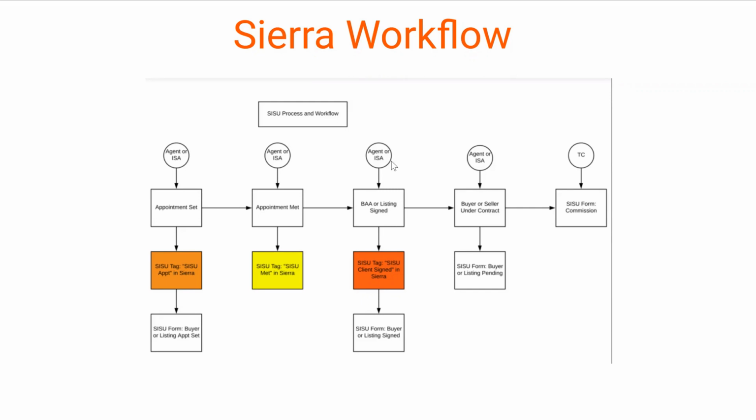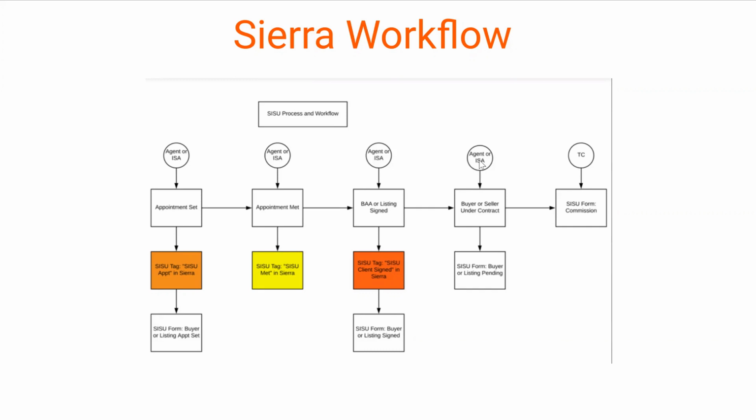Then the next milestone is, of course, signing the person. And so again, it's just a simple tag in Sisu, signed, not rocket science. Then I go back into Sisu and fill out the buyer or listing signed form. There's a form that's going to collect a whole bunch of different details. You submit the form and you're done.